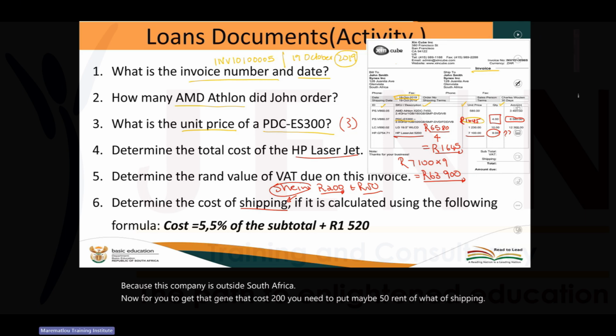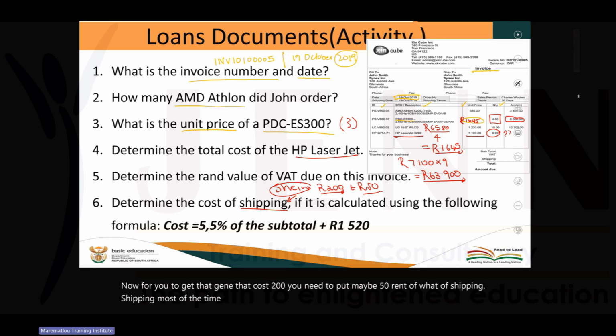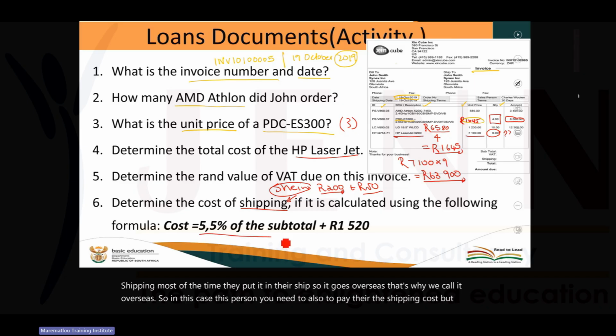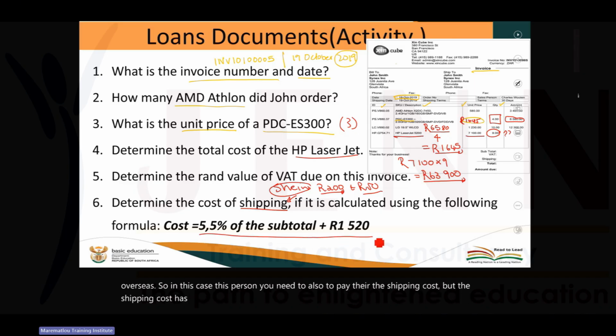Shipping, most of the time, they put it in a ship. So it goes overseas. That's why we call it overseas. So in this case, this person also needs to pay the shipping cost. But the shipping cost has a formula for how you calculate it. It goes with the total amount of your items. You understand?